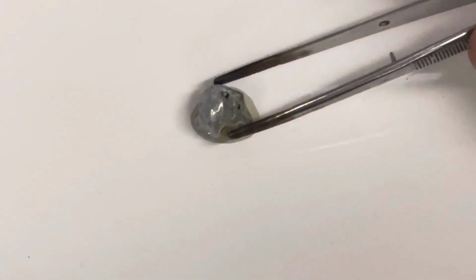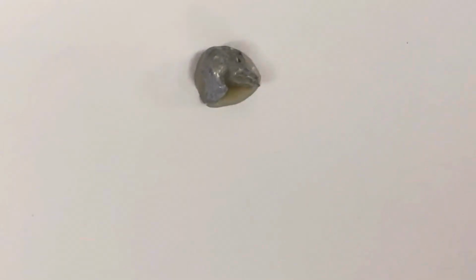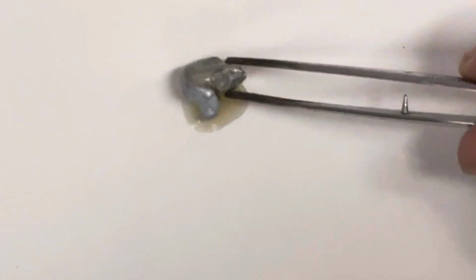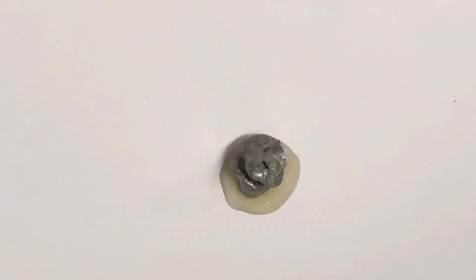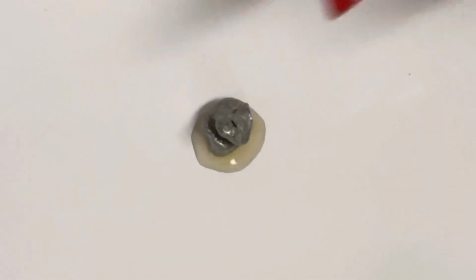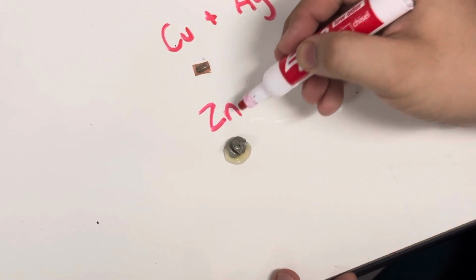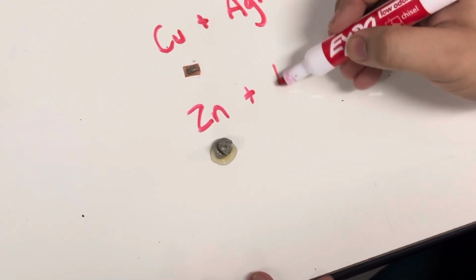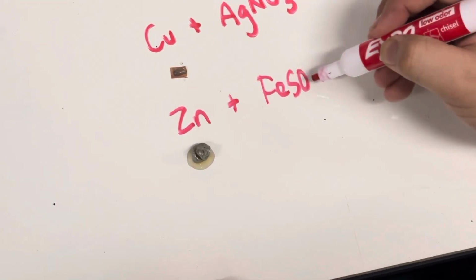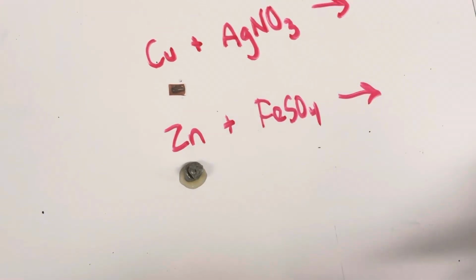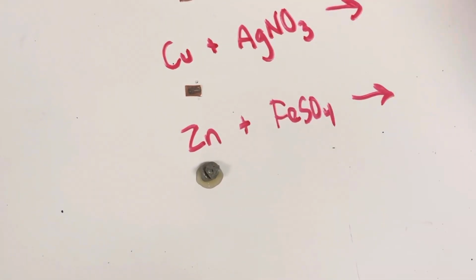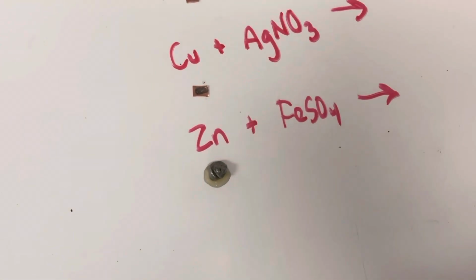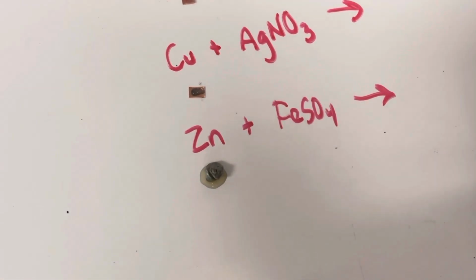Let's see. Can you see that? Is that showing up on camera? Yeah. All right, cool. We got some iron there. So again, we'll write our reactants, zinc plus iron(II) sulfate. You go ahead and write the products for that one. You should be getting the hang of this now.